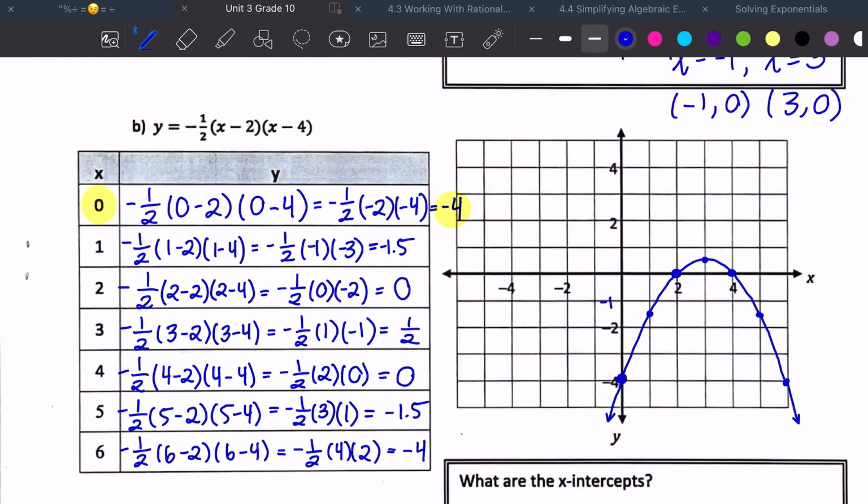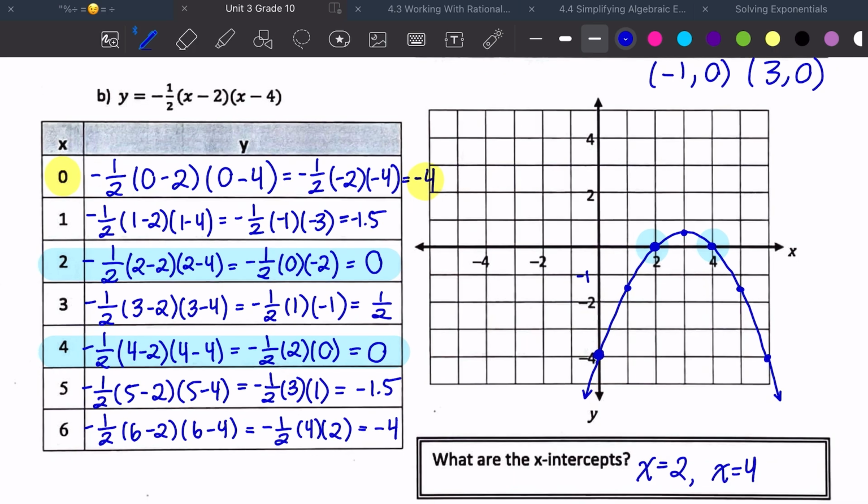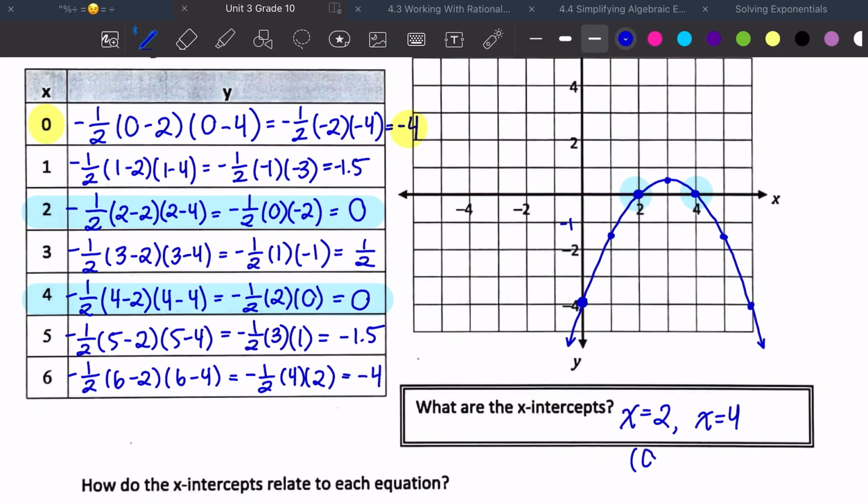So then where did I cross this time? According to my chart or according to my graph, where did I cross? Yeah, Raph? At 2 and at 4, really close, which again, in our graph, 2 and 0 shows I got 0 as my output. That's my x-intercept. So we can write that here. What are the x-intercepts? This is going to be x equals 2, x equals 4. Or if you want to write it as a coordinate point, that's also okay. So 2, 0, and 4, 0.